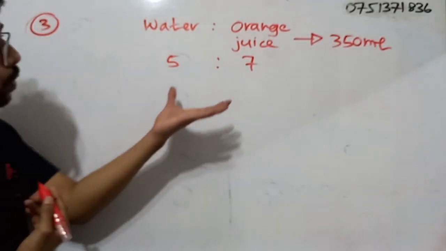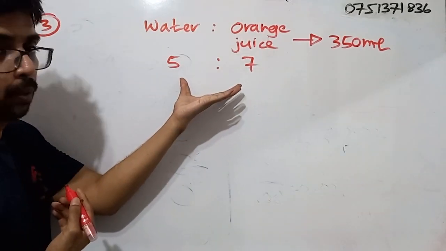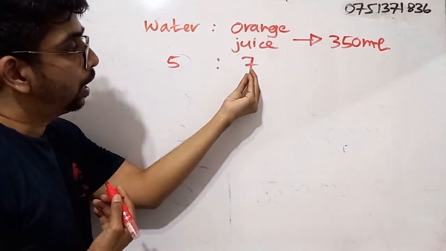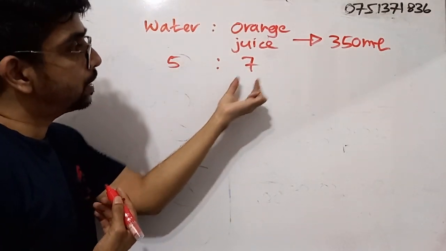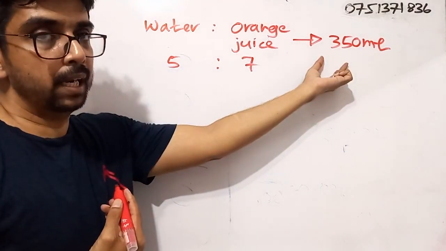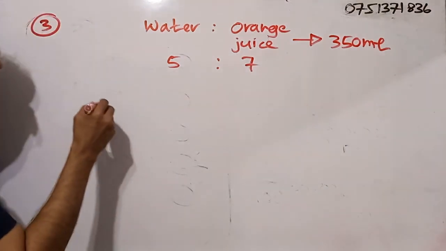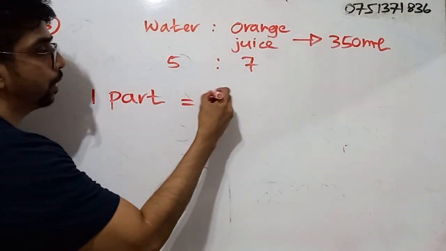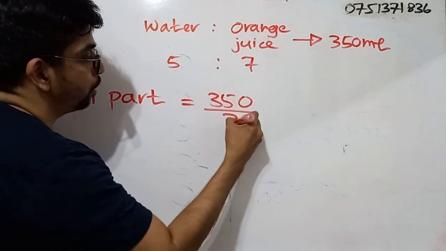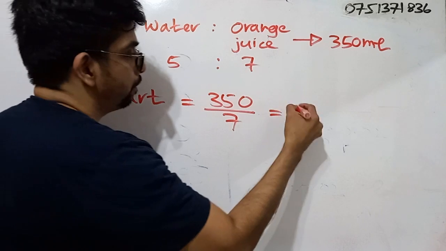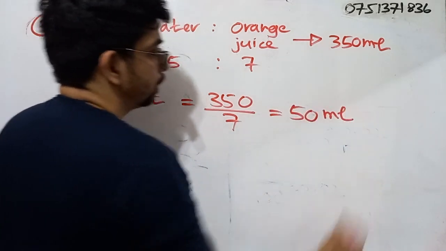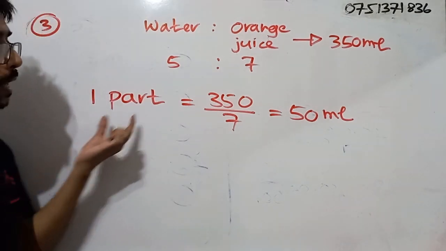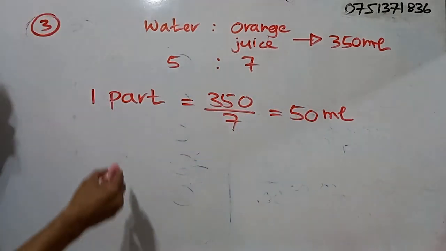By taking a look at the ratio, we know it is 5 to 7, and 7 parts are equal to 350 milliliters. So we can calculate the value of 1 part. That means 350 divided by 7. 350 divided by 7, we know that is 50. These are milliliters. So 1 part is equal to 50 milliliters.